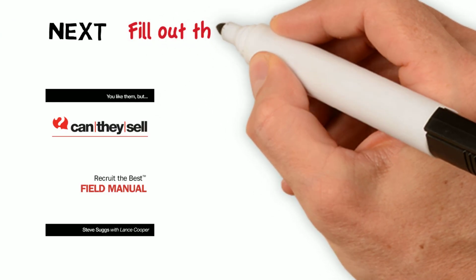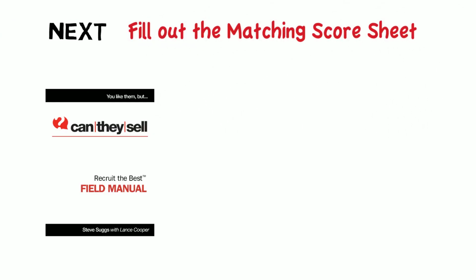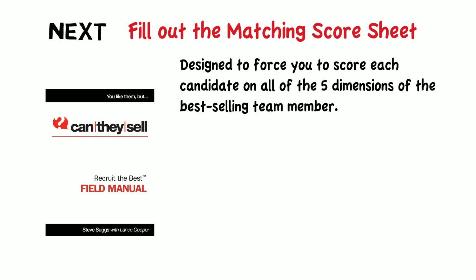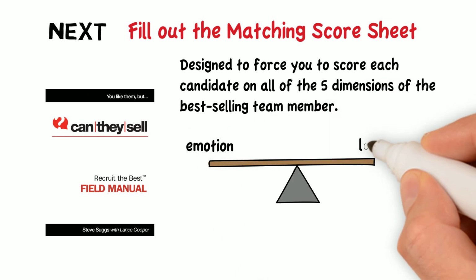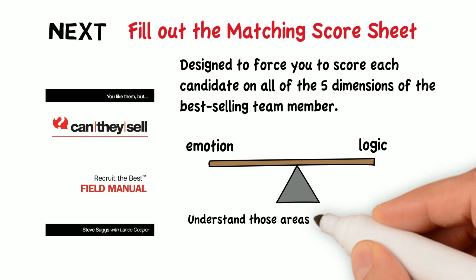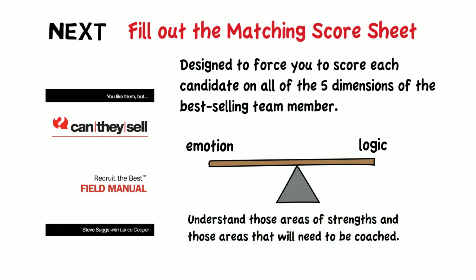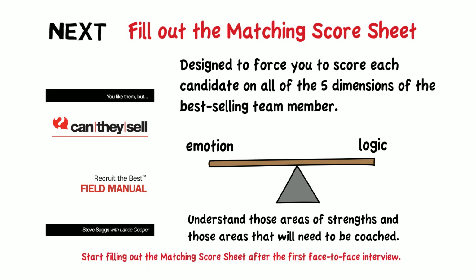After you've completed these steps, you're now ready to fill out the matching score sheet. This sheet is designed to force you to score each candidate on all of the 5 dimensions of the best-selling team member. It helps you balance emotion and logic. It helps you understand those areas of strengths and those areas that will need to be coached if you decide to hire the candidate. You might want to start filling out this matching score sheet after the first face-to-face interview.